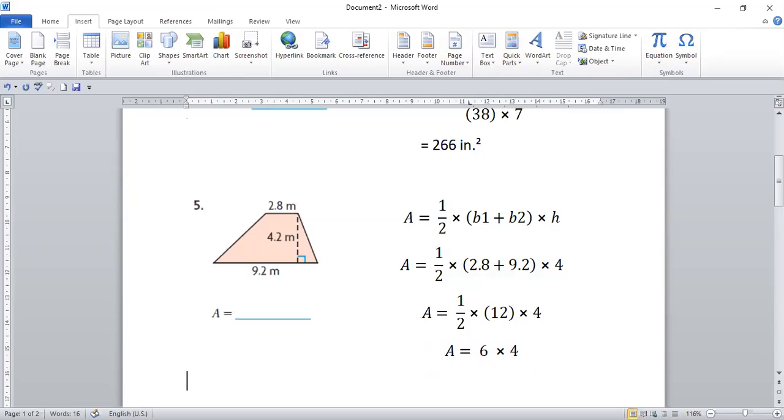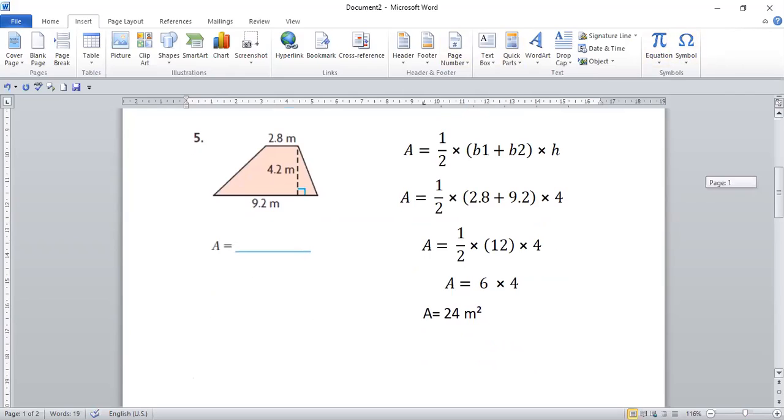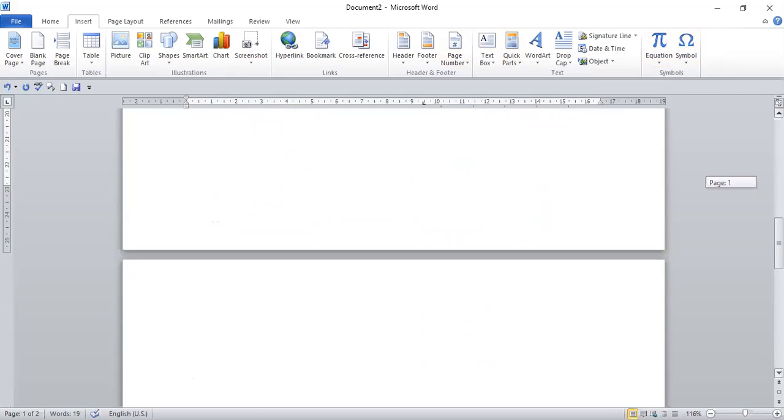So your answer has to be A is equal to, why did the A go there? Okay. A is equal to, I'll try to do it here. A is equal to 24. Now again, don't forget to write the unit. So that's going to be in meters because everything is in meters. So you will have square meters. Okay, so the answer for number 5 is 24 square meters.